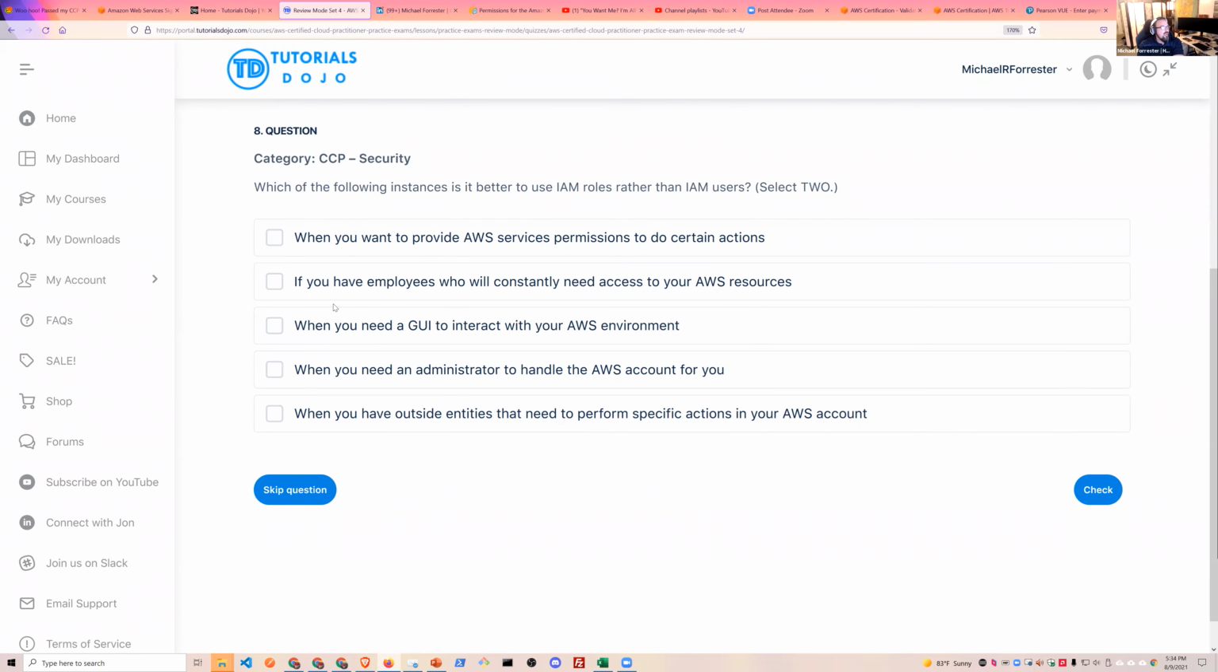That's good. All right, in which of the following instances is it better to use IAM roles than IAM users? Considering there are two options here, what we're looking for is when you would use roles over users. Where would it be better to use roles instead of users? Which two of these would be better for roles? Okay, I see 4 and 2: employees who will constantly need access to resources, and needing an administrator to handle the account for you.